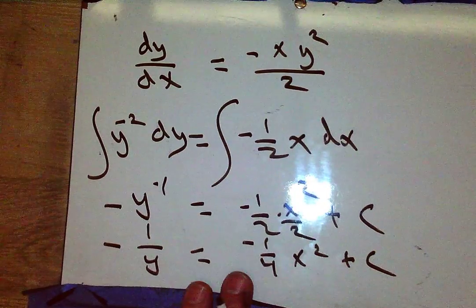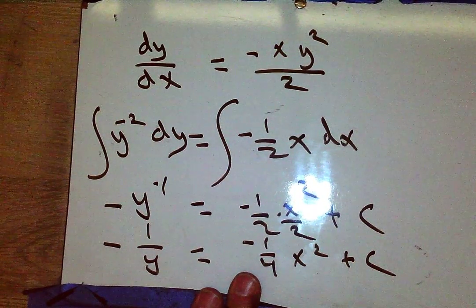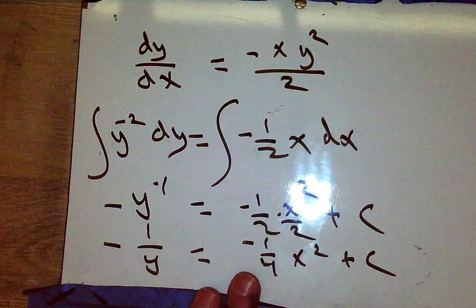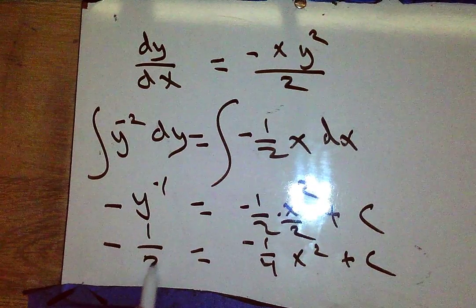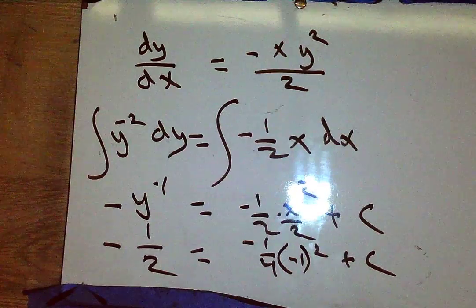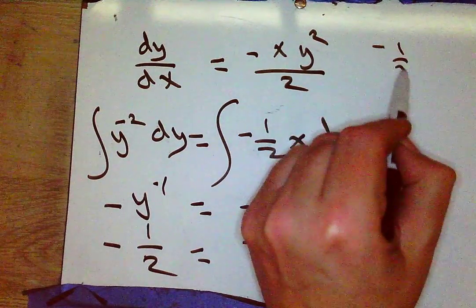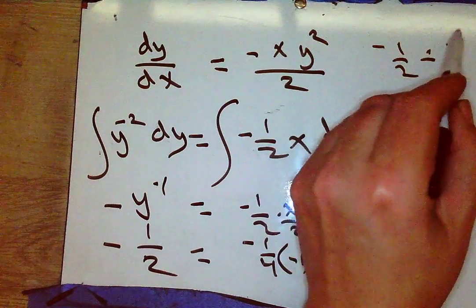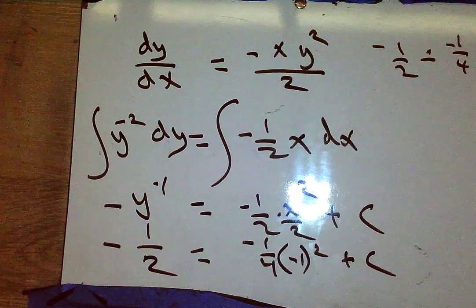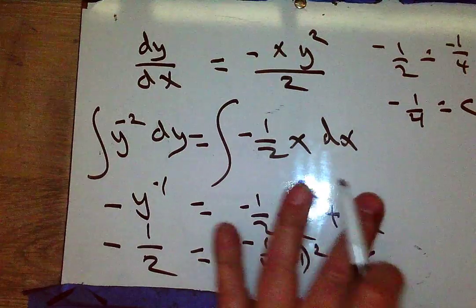I like getting it in y equals form first. But I guess we could do this here if I plug in a 2 and if I plug in a negative 1. So that's going to lead me to negative 1/2 equals negative 1/4 plus c. And so I get negative 1/4 equals c. Okay.